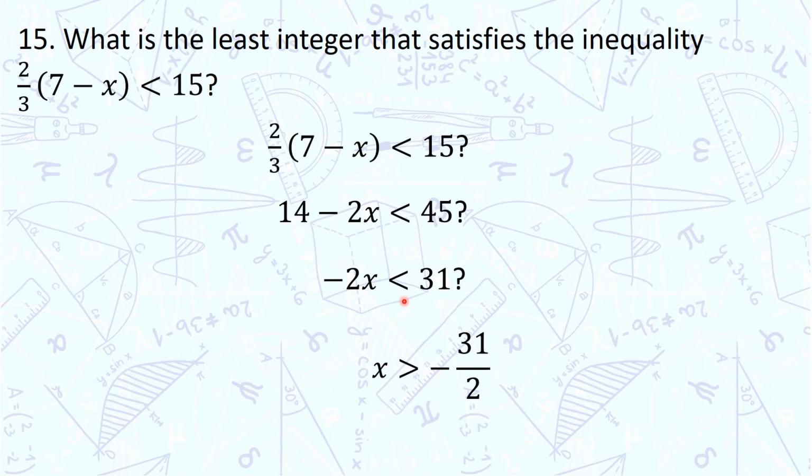Divide both sides by negative 2. The sense of the inequality will be reversed. We'll have x is greater than negative 31 over 2. Therefore, we're looking for an integer. The least integer that will satisfy the inequality is negative 15. Negative 31 over 2 is negative 15 and 1/2.